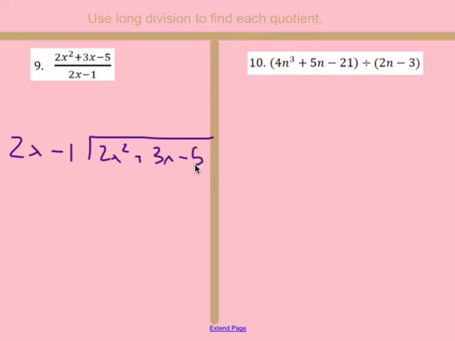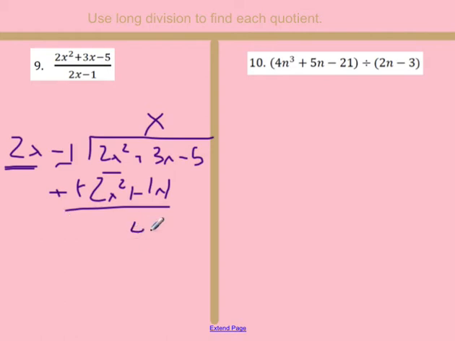So then I'm asking myself, okay, how do I take 2x and get it to be 2x squared? Well, I need to multiply by x, again putting that over the x column. So 2x times x is going to give me 2x squared. Negative 1 times x is going to give me negative 1x. And again, I'm subtracting that off, so I like to change the signs of everything. 2x squared minus 2x squared cancels, and then I have 3x plus 1x, which gives me 4x.